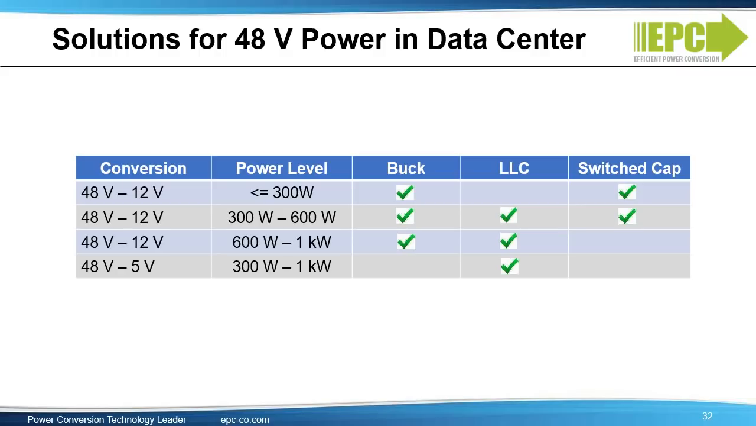And it's the best topology for Vin to Vout ratios of 8 to 1 or 10 to 1. An eGaN based LLC for 1 kilowatt, 48 volts to 5 volts, or 48 volts to 12 volts is smaller than a 1/8 brick in size.